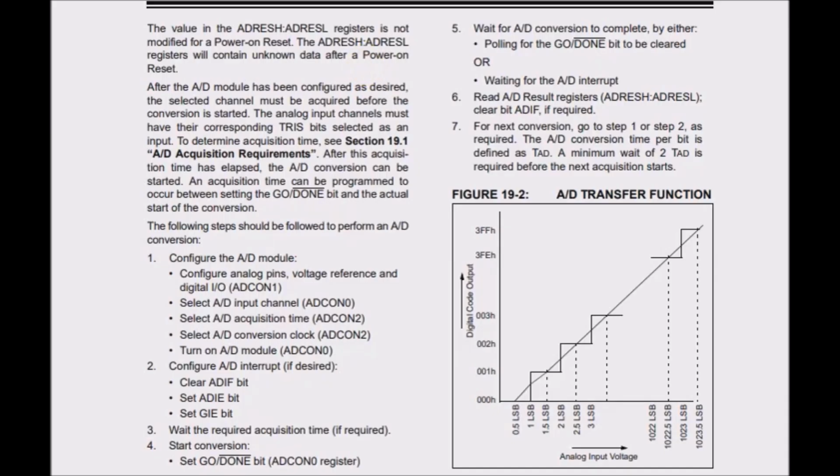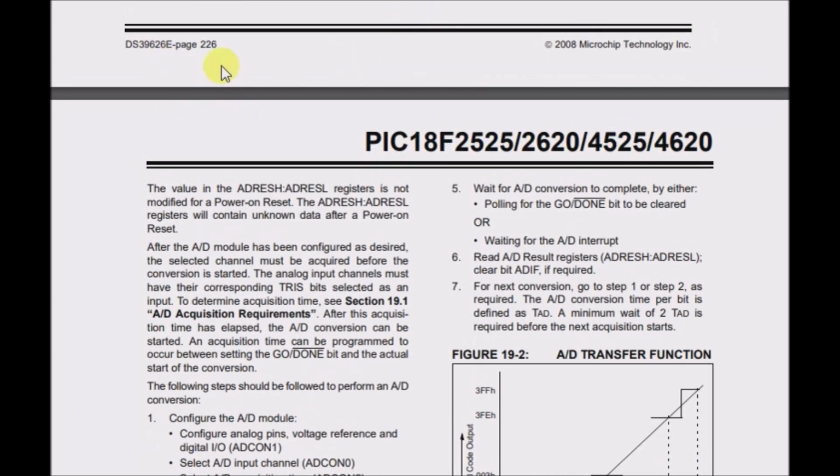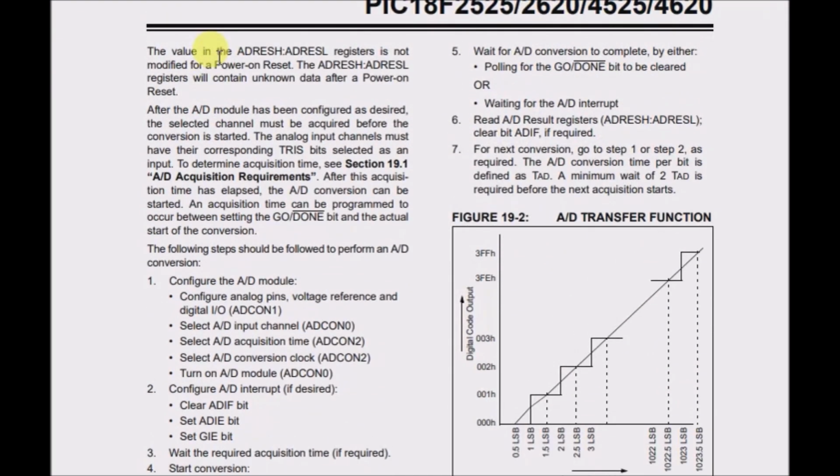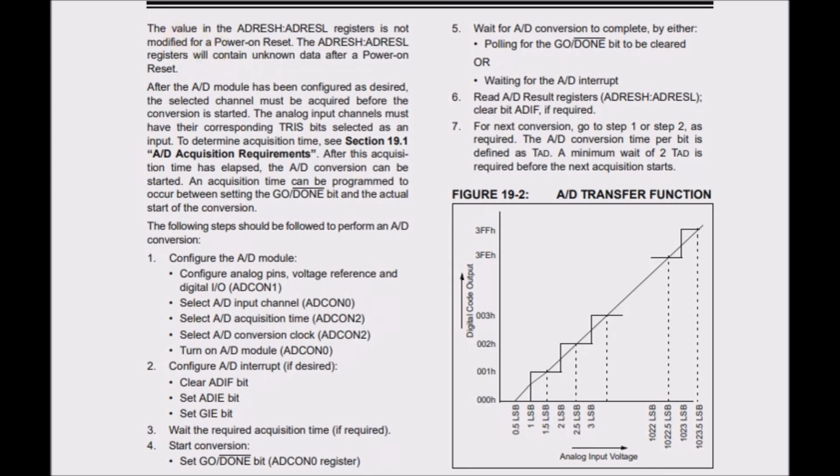So this continues on where I left off. Now I'm at the bottom of 226 and top of 227. Just going to read the value in the ADRESH, ADRESL registers is not modified for a power on reset. The ADRESH, ADRESL registers will contain unknown data after a power on reset.